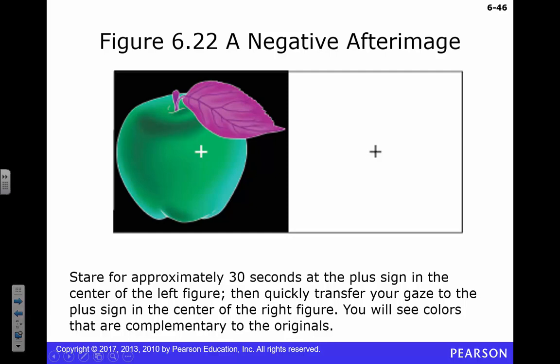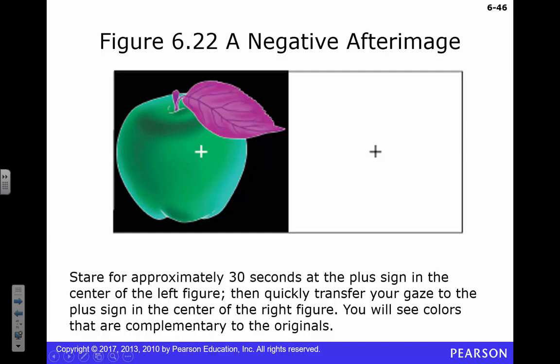We should talk about negative after images, though. These are kind of fun, right? So if you will stare at that white plus sign for about 30 minutes, not 30 minutes, we don't have to wait that long. If you stare at it for just a few seconds, and then look over into the blank section, over at the black plus sign, you'll probably see an after image. If you didn't, just go back and stare a little bit longer at the apple. You've got to fixate on it. Don't move your eyes around, as tempting as that will be. You will probably see a red apple and a green leaf and stem, right? That's what you should see.